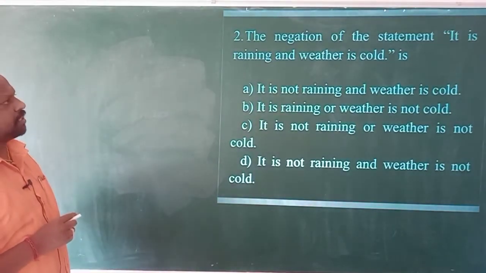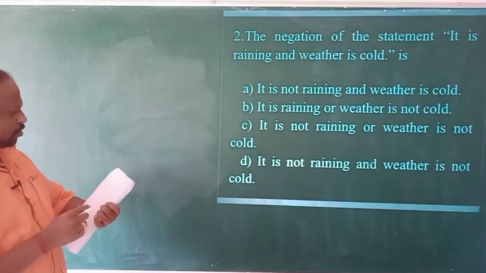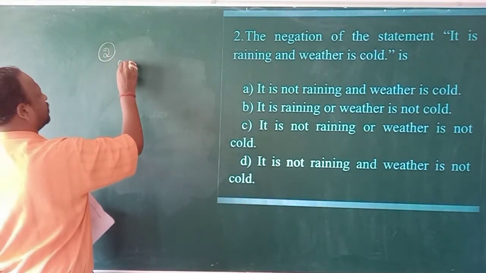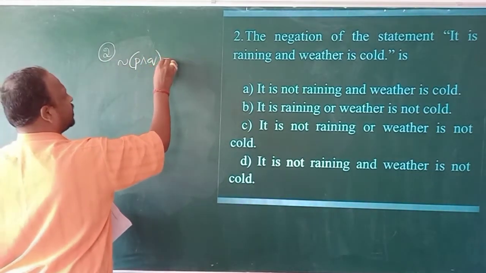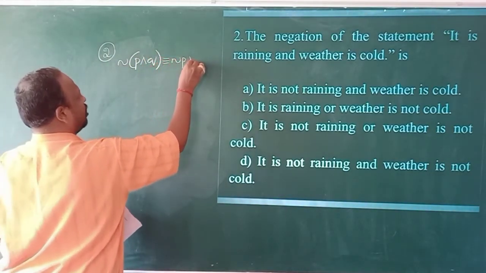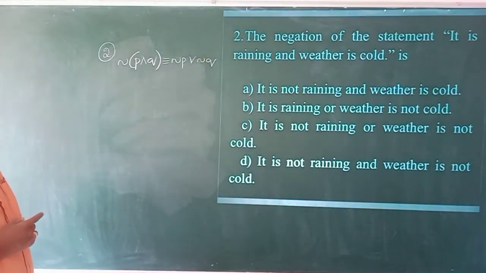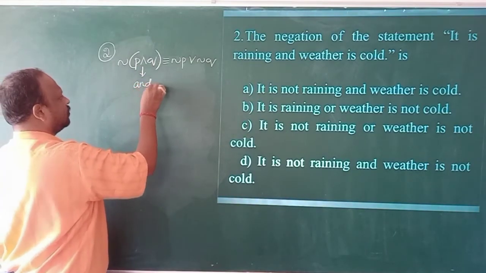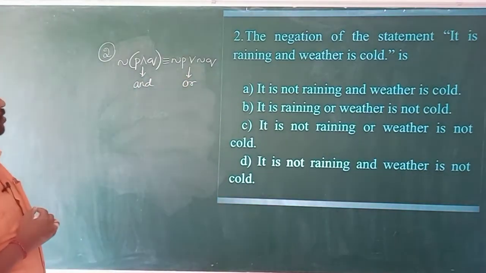The negation of a statement, it is raining and weather is cold. When coming to negation, negation of P and Q is logically equivalent to negation P or negation Q. Whenever the and symbol is there, you will get the or symbol. The negation of P and Q: this is and, this is or.